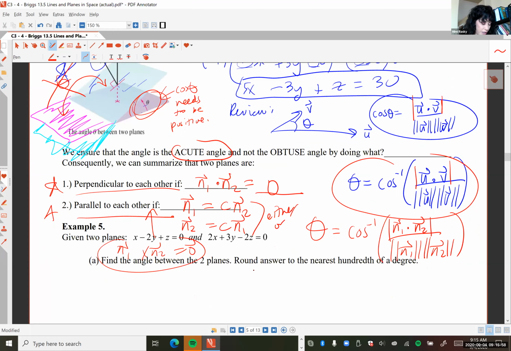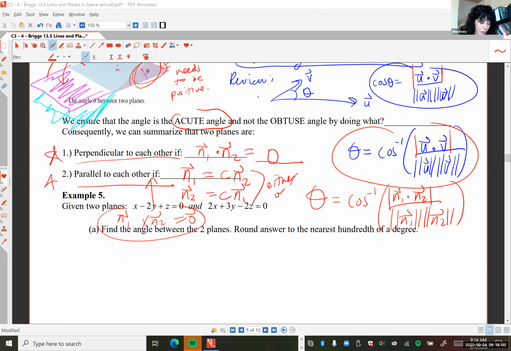Okay, so let's take a look at an example of finding the angle between two planes, okay? So here they're giving you an equation of a plane right here, x minus 2y plus z equals 0, and another equation for a different plane, 2x plus 3y minus 2z equals 0. What's the angle between those two? Well, the first thing that you need to do is get a normal vector for each of them. So we need to figure out n1 and n2. How do we do that?